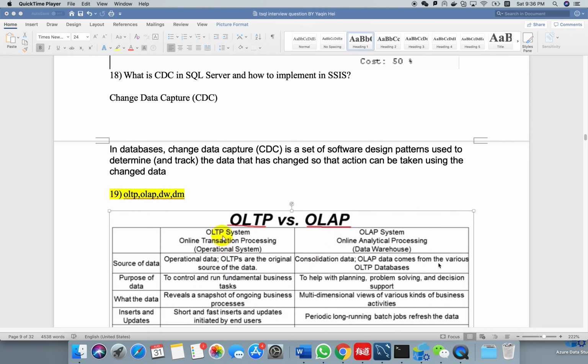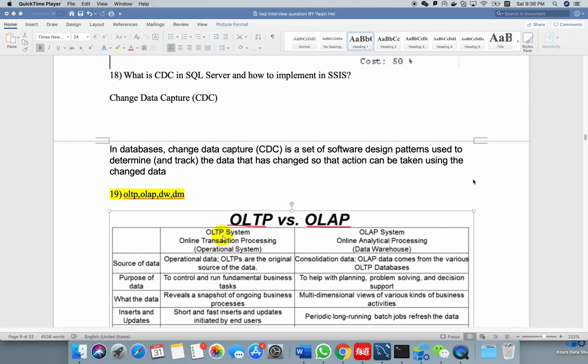18. What is CDC in SQL Server and how to implement it in SSIS? Here we just talk about what CDC is. CDC is change data capture. It's a set of software design patterns used to determine the data that has changed so that action can be taken using the changed data.